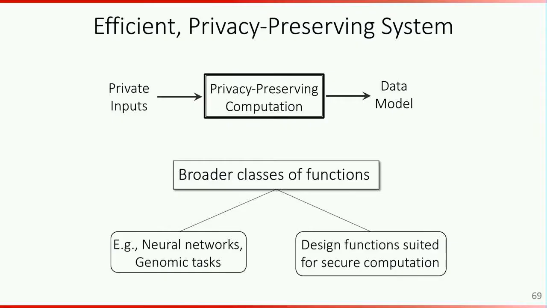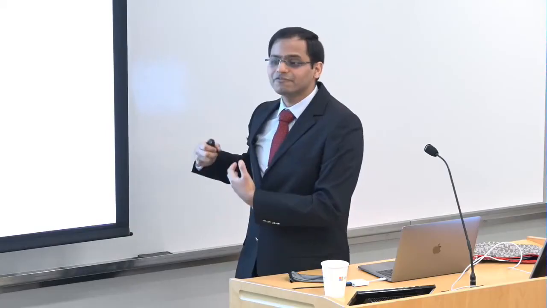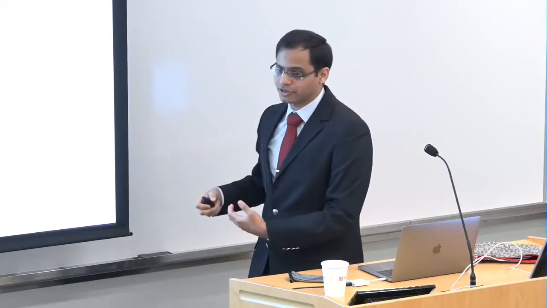Second, we would want to move on to a broader class of functions, such as privacy-preserving neural networks or privacy-preserving genomic tasks, as well as design functions that are better suited for secure computation or that are faster in secure computation.